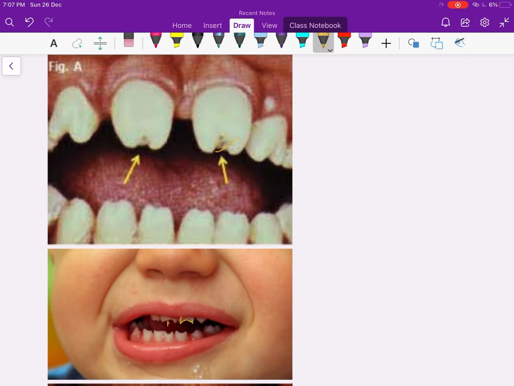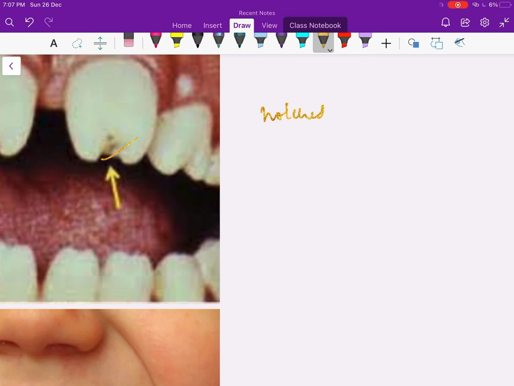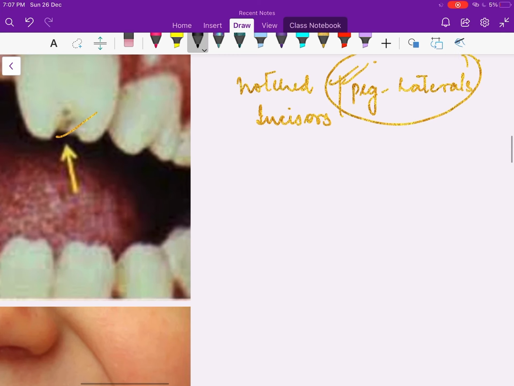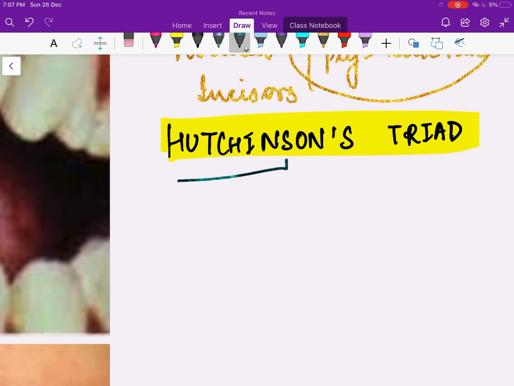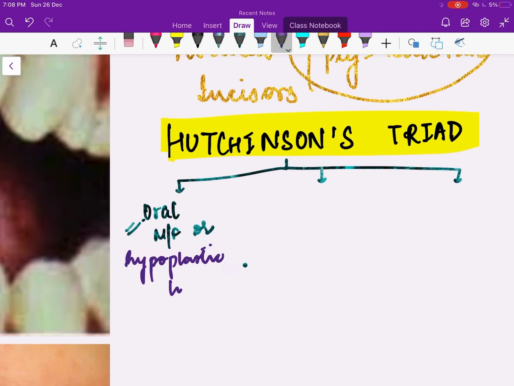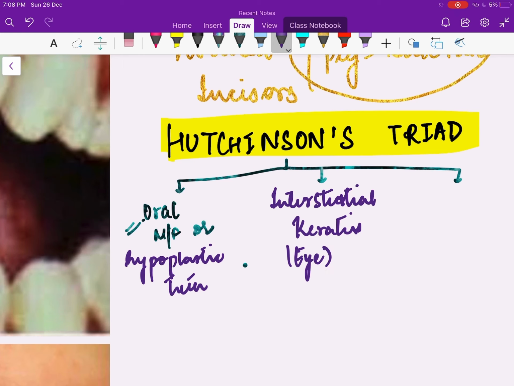Here there is a notching of the incisors or the anterior teeth. They become peg laterals. They are called peg laterals because they become like the shape of a screwdriver. Before coming to the notching of incisors, let's discuss the Hutchinson triad. It is composed of three components: oral manifestation, basically the hypoplastic teeth; interstitial keratitis, involvement of the eye; and eighth cranial nerve paralysis or deafness.